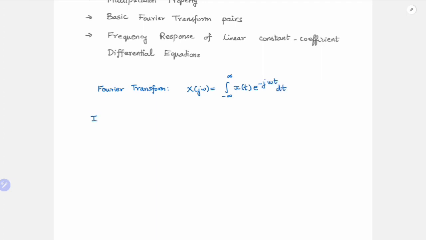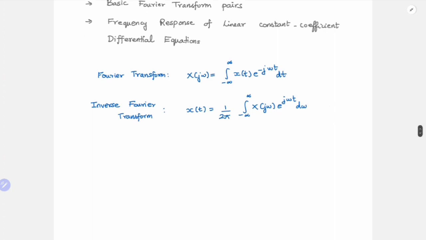Alright? And we have the inverse Fourier transform. So what is this? So x of t is nothing but 1 over 2 pi integral minus infinity to infinity x of j omega e power j omega t d omega. So this is integration in the frequency domain.